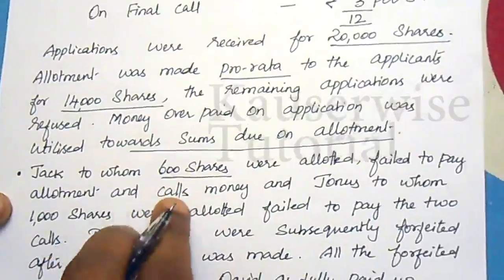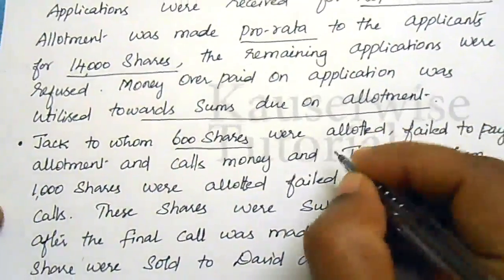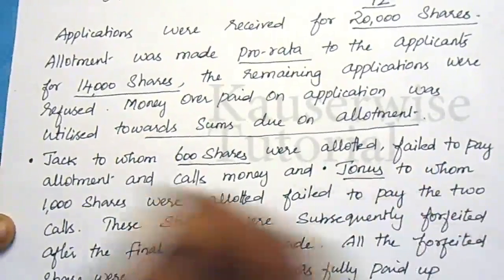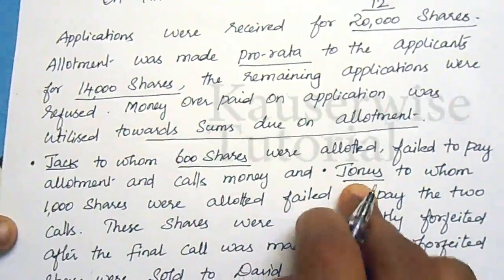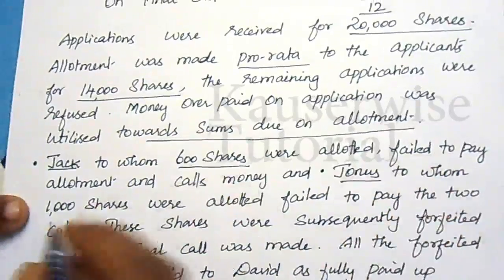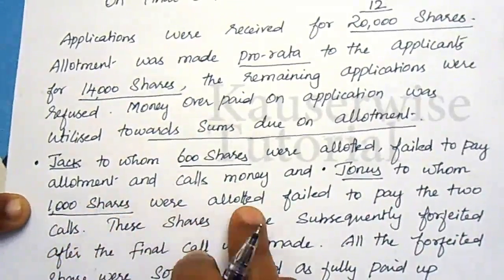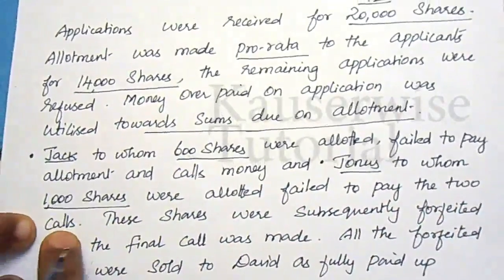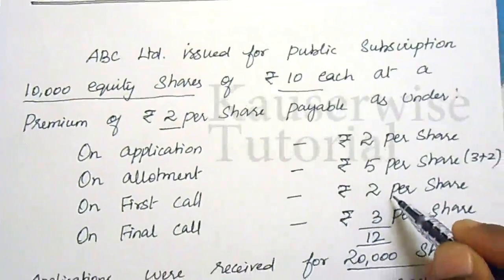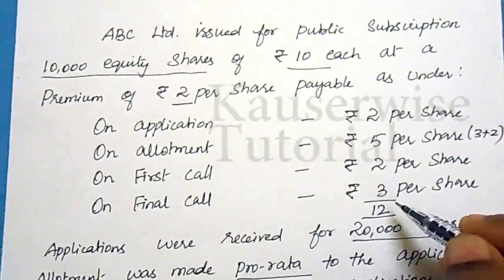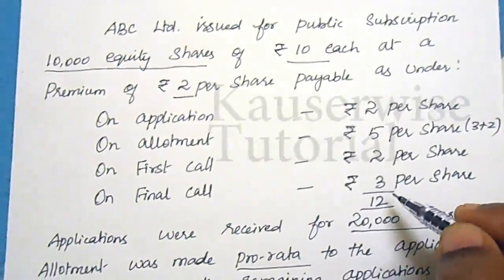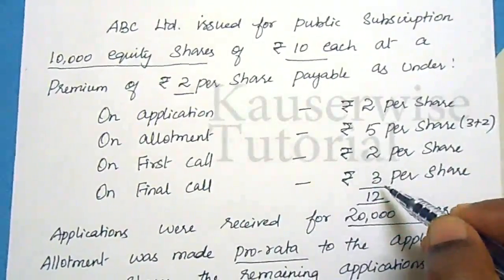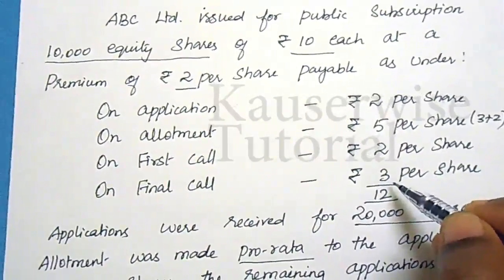600 shares. Then another shareholder, his name is Jonas. The first one is Jack and another one is Jonas. So Jonas, to whom 1,000 shares were allotted, failed to pay the two calls. So look at the problem. Here we have first call and final call. The first person, Jack, failed to pay allotment money, first call money and final call money, for 600 shares.